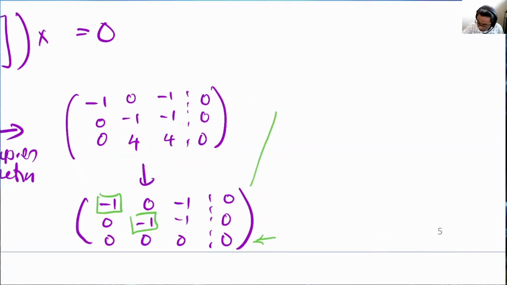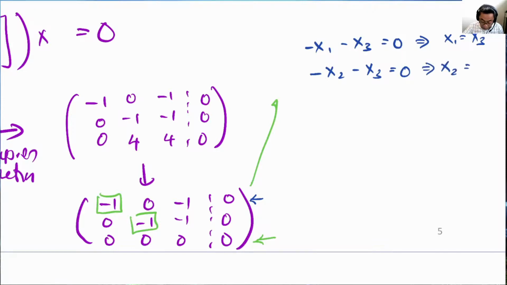To solve for this, we get the following. We have minus x1 minus x3 equals 0 for the first equation. The second equation is minus x2 minus x3 equals 0. This implies that x1 equals minus x3, and the second one is x2 equals minus x3. Sorry, it is minus x3 on both sides.